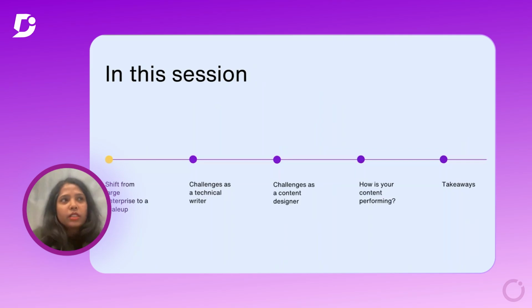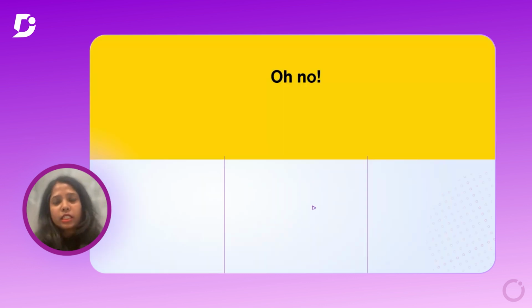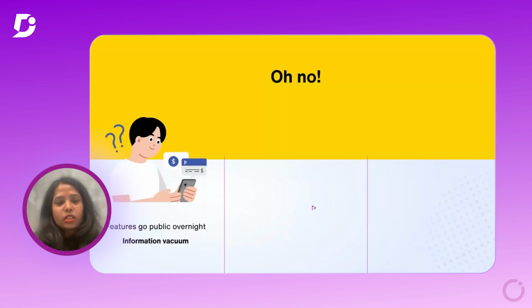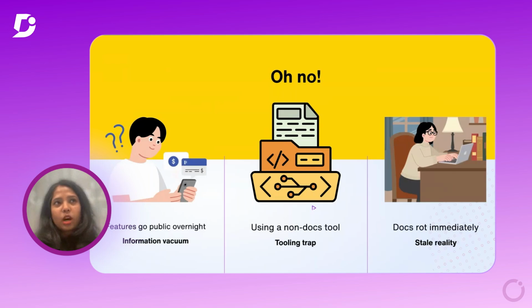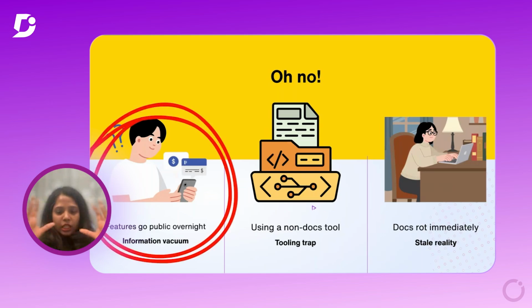Now that I've shown you a little bit about how these two worlds differ, some of the challenges that I faced as a technical writer were with respect to information, with respect to using the tech stack for documentation, and with respect to how documentation quickly went out of date and I had to update it immediately. First, let's look into the information vacuum.